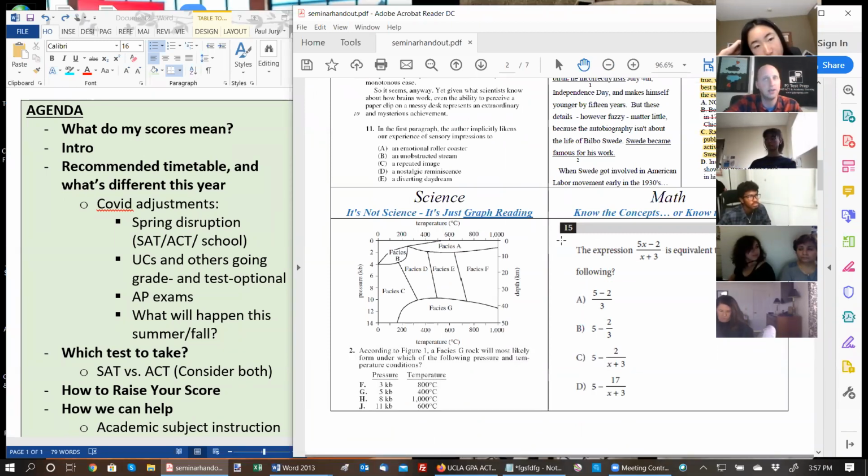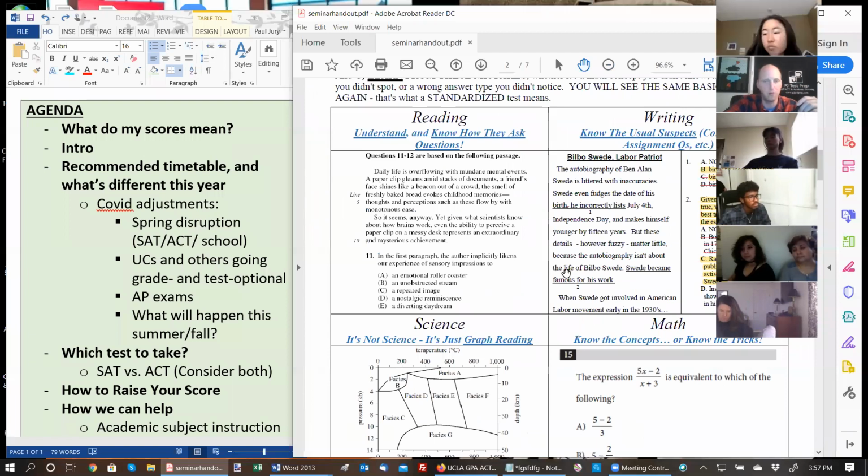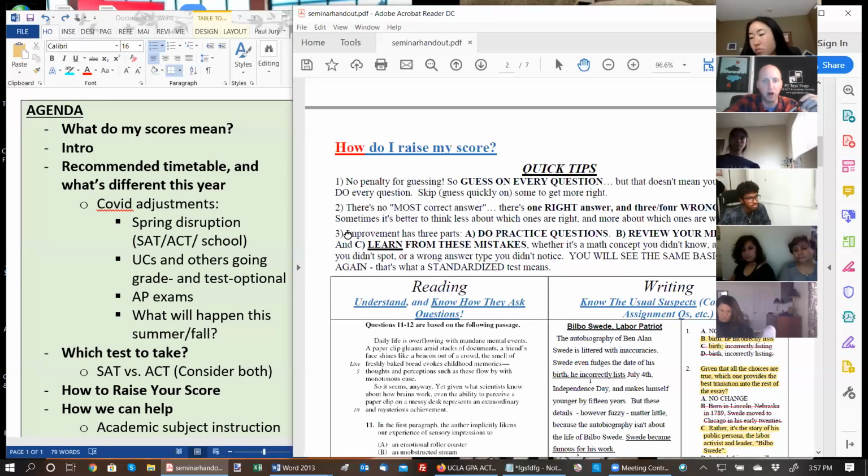The ACT is learning how the test works and improving your ability to game it. After all, guys, improvement does come in 3 parts. First of all, do practice questions. You guys spent 4 hours doing that this morning, so kudos to you. Number 2, though, you're not done. Go forward and learn from your mistakes.